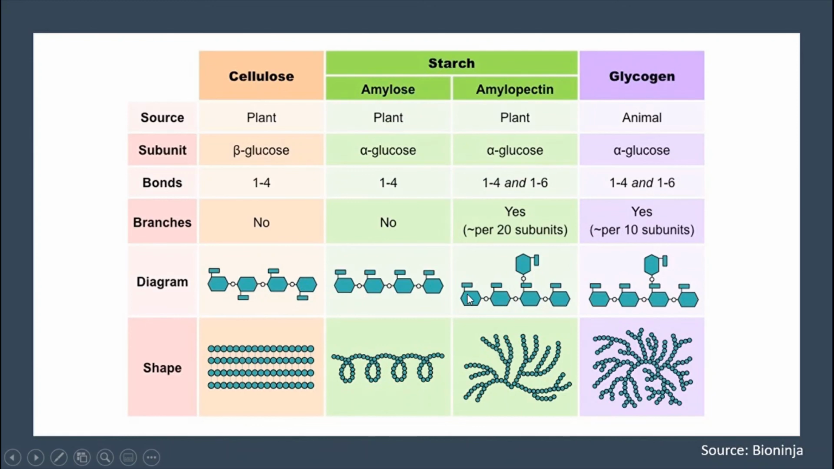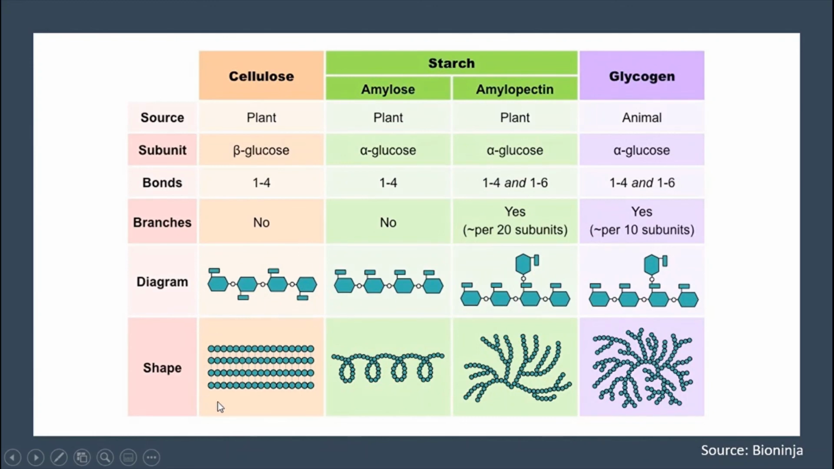We can see that there are 1,4 links here as well, but there's also this link going on. So if we count our carbons, carbon 1, carbon 2, carbon 3, carbon 4, carbon 5, carbon 6, this rectangle here representing carbon 6, we can see that there is a link here between carbon 1 and carbon 6. And so that's what we refer to when we're talking about that 1,6 link or 1,6 bond. That refers to the branches. So for our things that are branched, they contain 1,4 and 1,6 bonds, whereas for our things that are unbranched, they just contain 1,4 bonds.